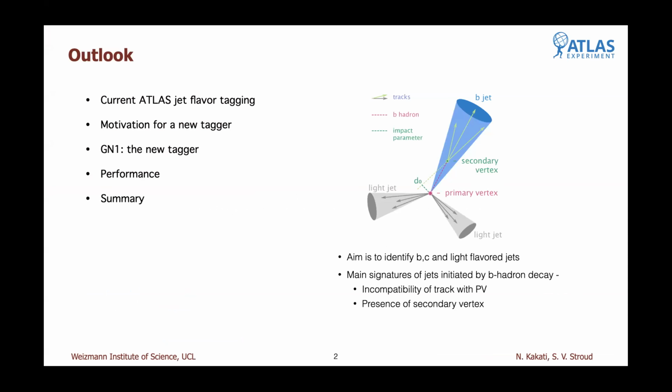I'll start with talking a bit about the current ATLAS jet flavor tagging setup. Jet flavor tagging is essentially identifying jets as B, C, or light flavored. To identify that, we mainly depend on the tracks, and we mainly look at two key signatures. In the case of B jets, or sometimes C jets, you usually have a displaced secondary vertex. So we try to use information about these secondary vertices. Also, you have some large impact parameters in such cases. These are the two key signatures that we try to exploit when doing jet flavor tagging.